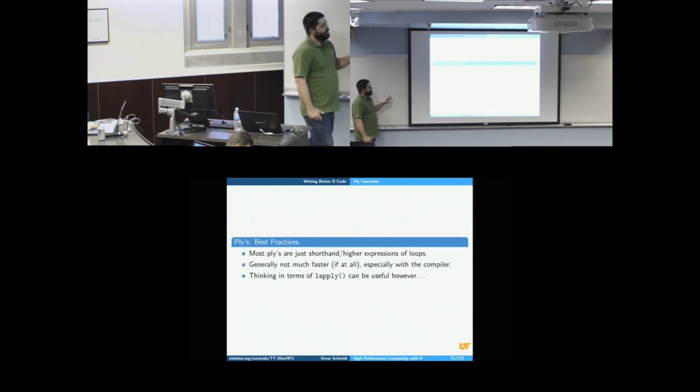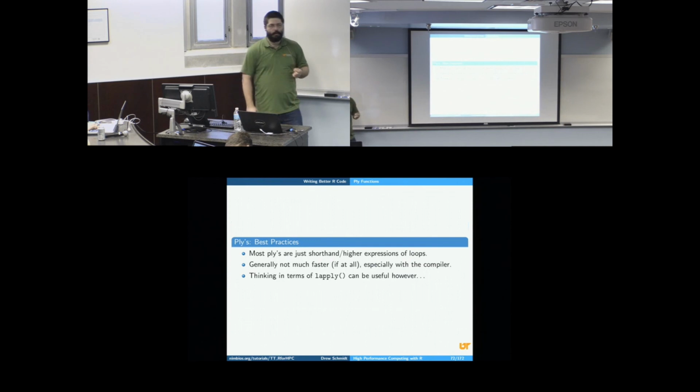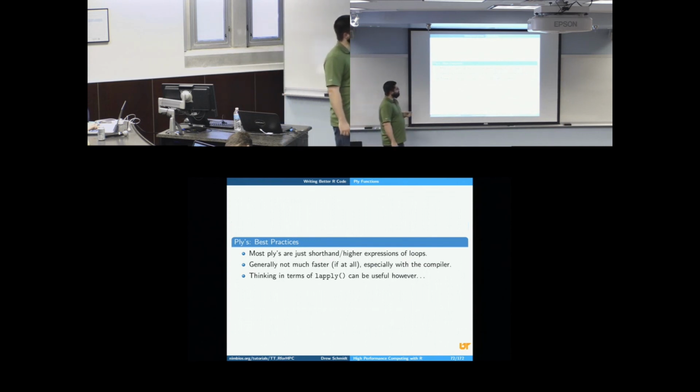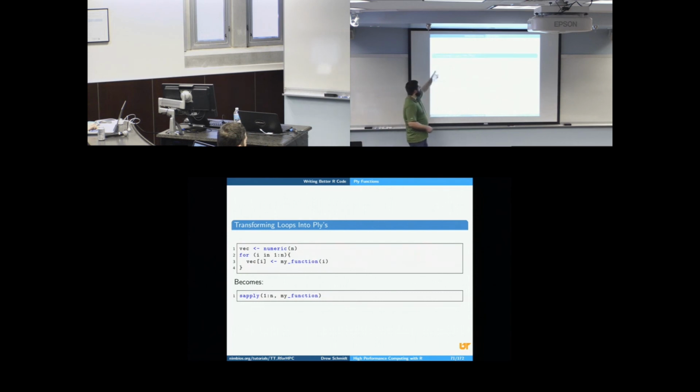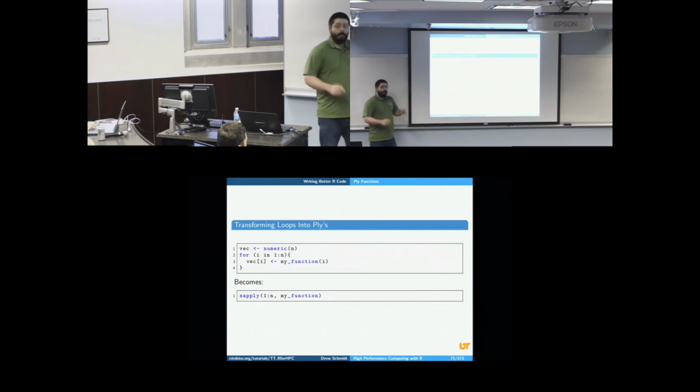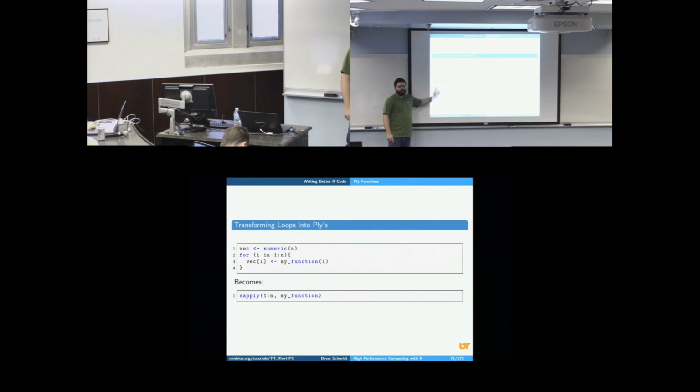Best practices. They're basically shorthand for loops, syntactically, but semantically, they're actually a little different. They may not be much faster if you're using the bytecode compiler. You know, that sort of narrows the gap between the performance of the loop and the ply. But there are good reasons why you would want to think in these terms. It basically gives you free task-level parallelism, as we'll see in section 4.